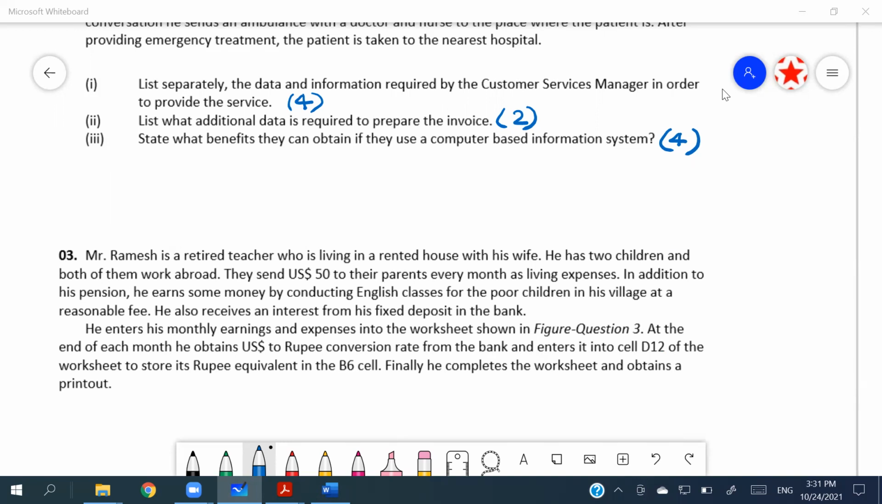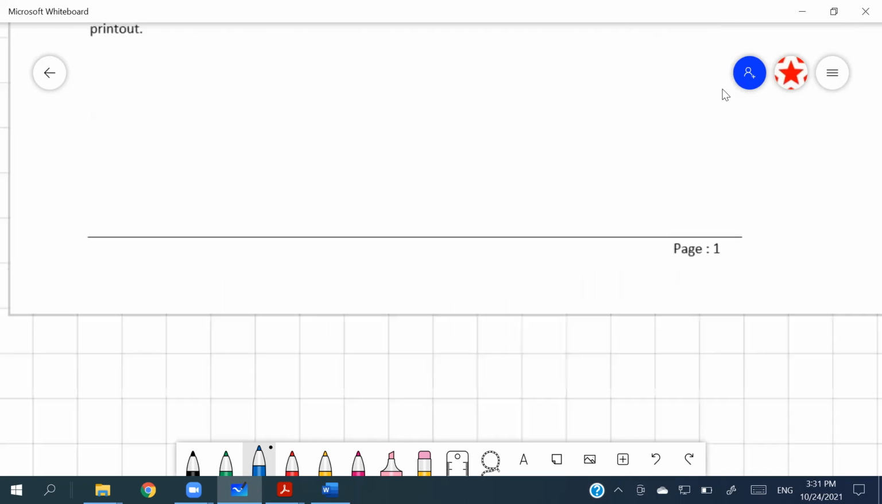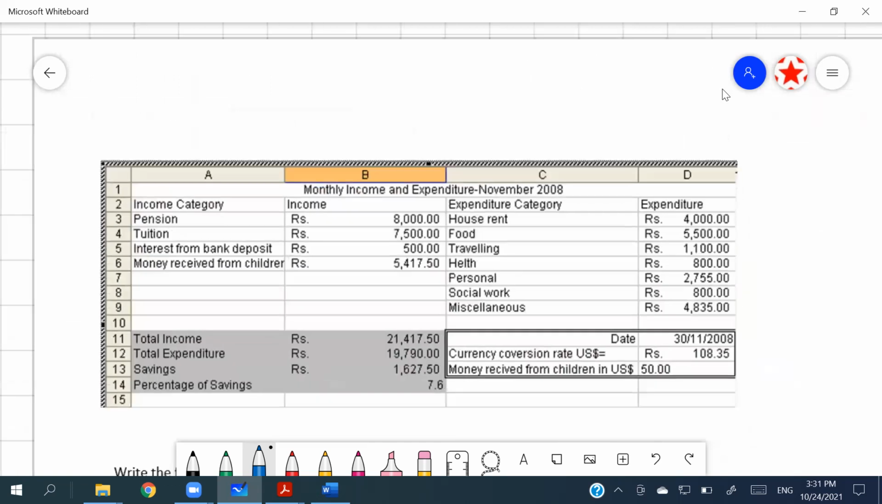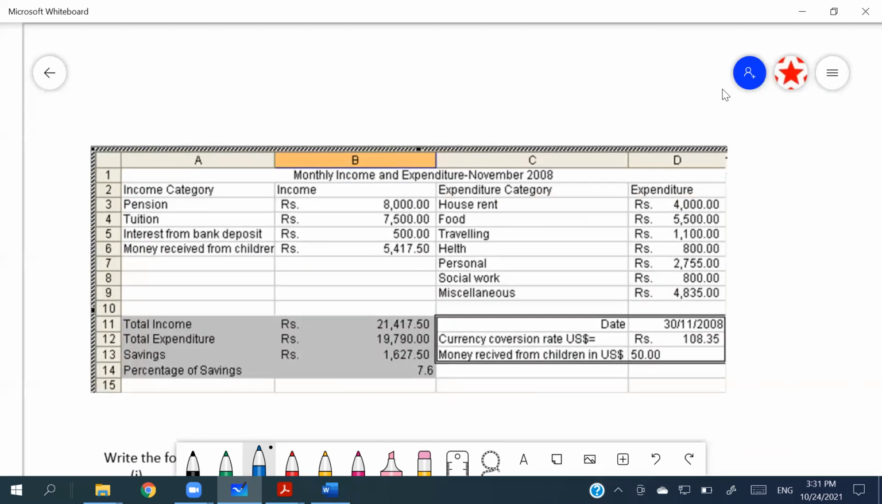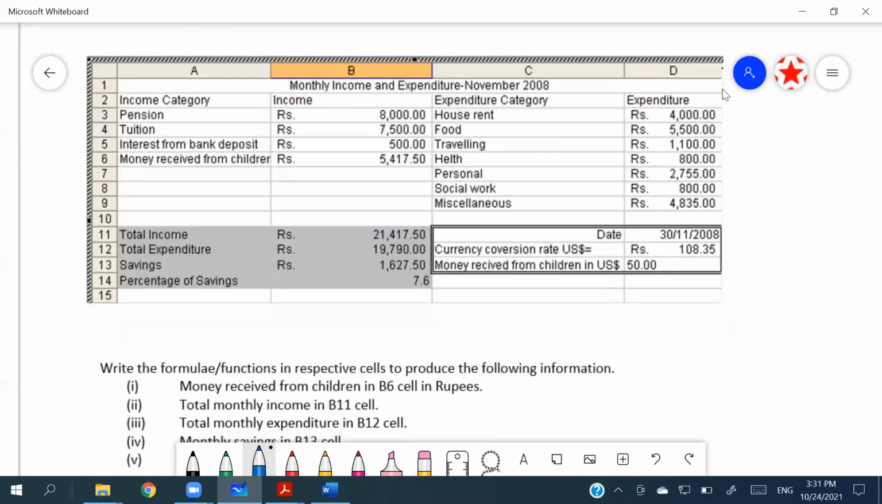He enters his monthly earnings and expenses into the worksheet shown in the figure for question number 3. At the end of each month, he obtains the US dollar to rupee conversion rate from the bank and enters it into cell D12 of the worksheet to store its rupee equivalent in cell B6. Finally, he completes the worksheet and obtains a printout. Now this is the worksheet. So what are the things that they are asking now? Write a formula or a function in the respective cells to produce the following information.